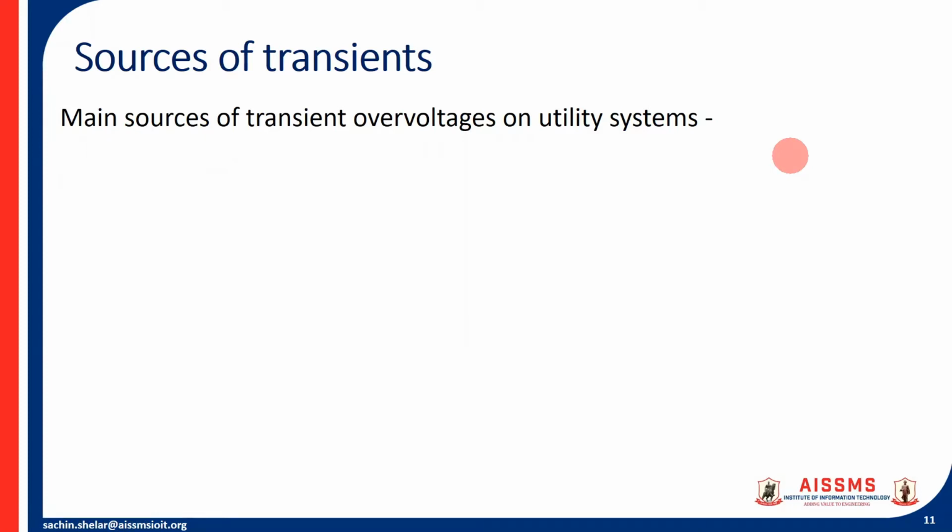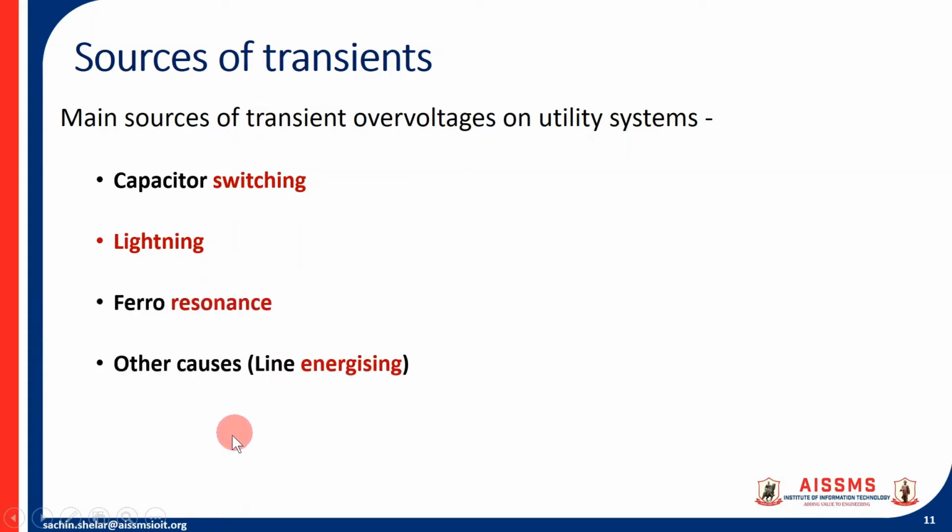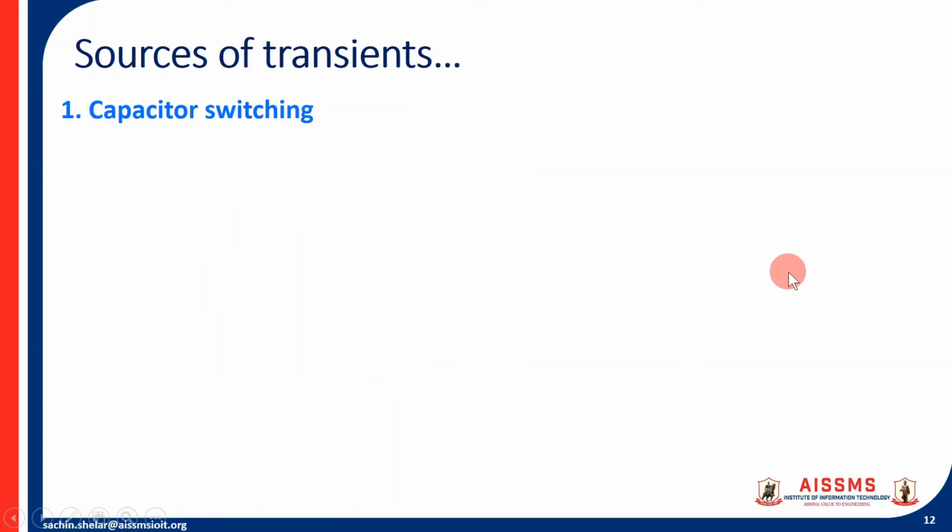Let's start with the sources of transients. The main sources of overvoltage on utility systems are, first, capacitor switching. Here we are talking about power capacitors which are used for reactive power compensation and power factor improvement. Second, lightning, third, ferroresonance, and other causes like line energizing, different contactors, and power electronics. But especially these two are the main sources of transient overvoltage. Let's see the sources of transients one by one.